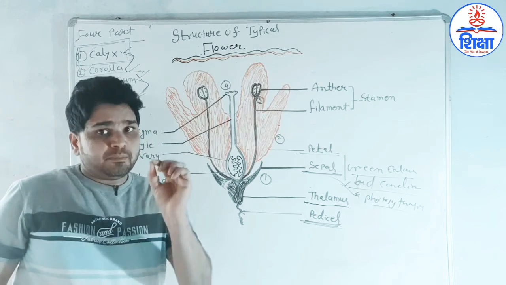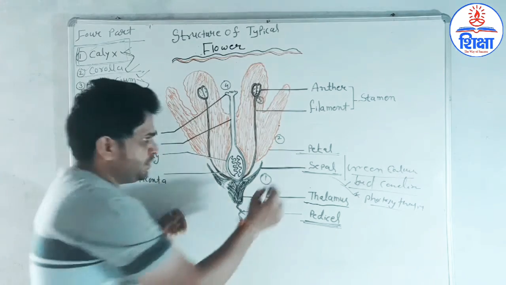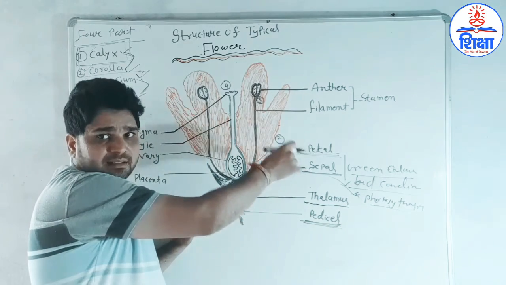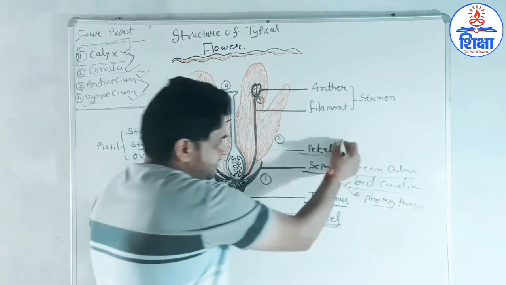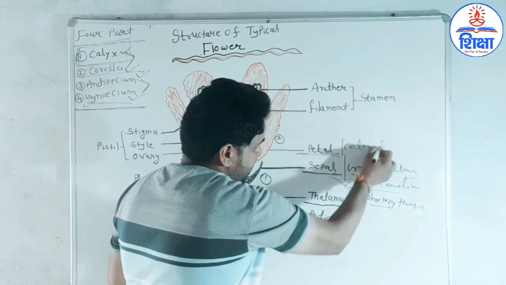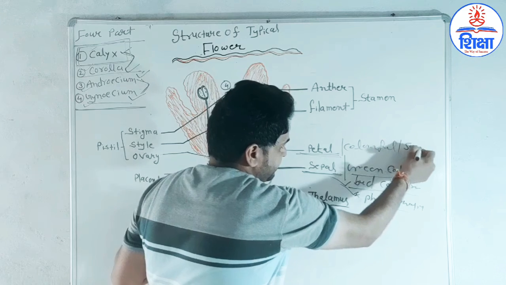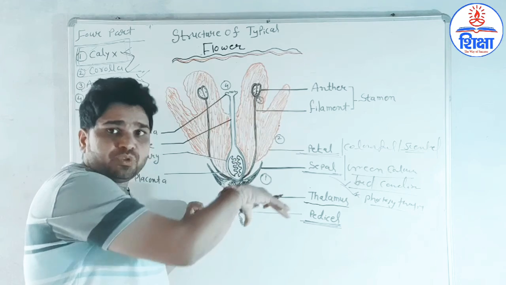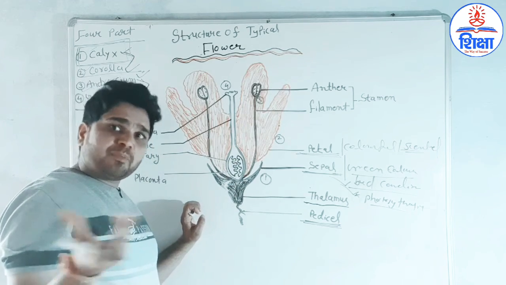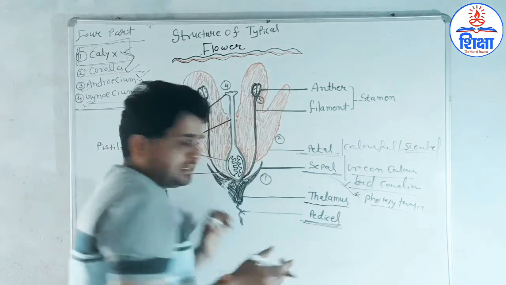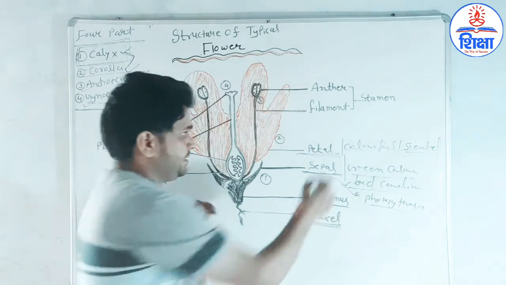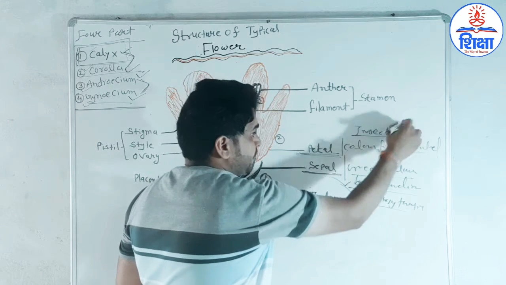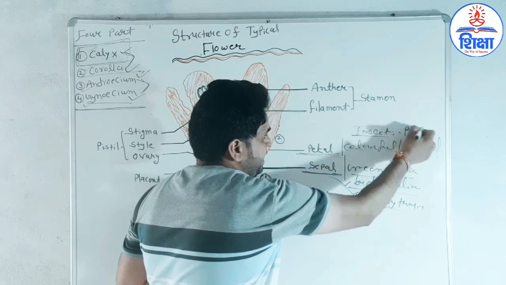Corolla is more than 1 in number, so the unit of corolla is called petal. The petals look like leaves. They are colorful and scented, which attracts insects for the process of pollination. Students, the petals attract insects. They attract insects for the process of pollination.